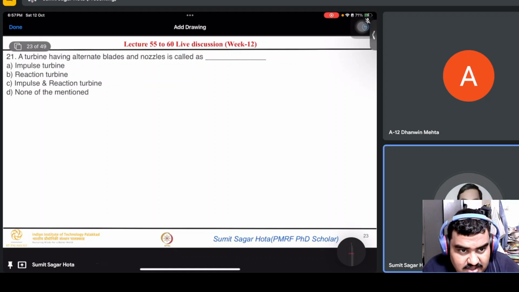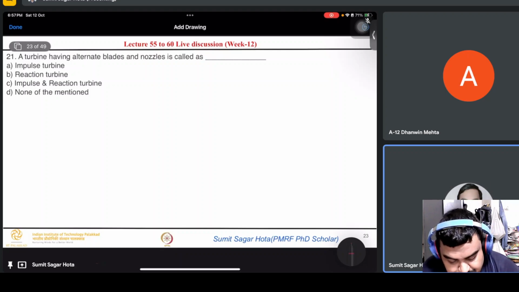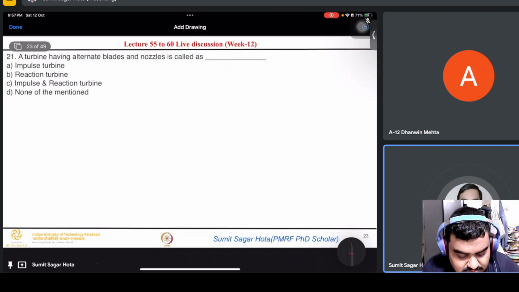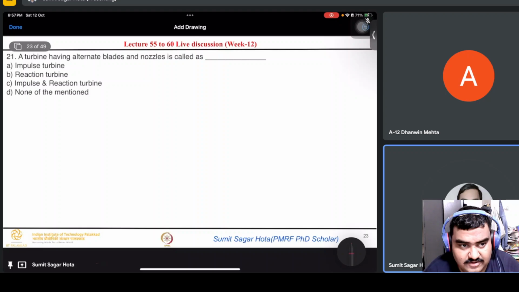A turbine having alternate blades and nozzles is called what? This is a very simple question. It's actually the definition of an impulse turbine. A turbine having alternate blades as well as nozzles is called an impulse turbine.